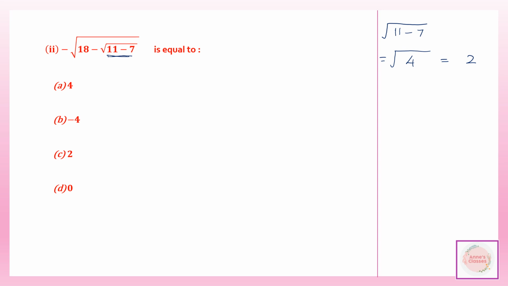So we have the first step here. Instead of the square root of 11 minus 7, we found our answer as 2. We can write the square root of 18 minus 2. 18 minus 2 is how much? 16. And what is the square root of 16? What is the number which when multiplied by itself will give us 16? That is 4, and the sign is minus. Minus 4, which is option B.